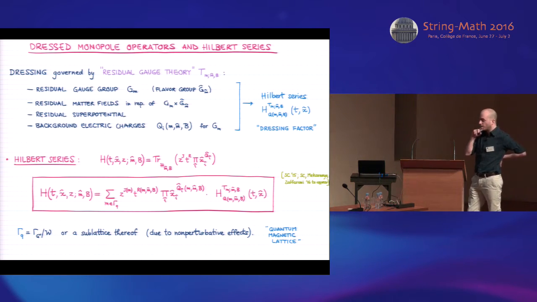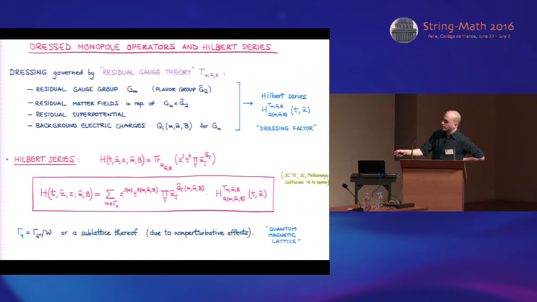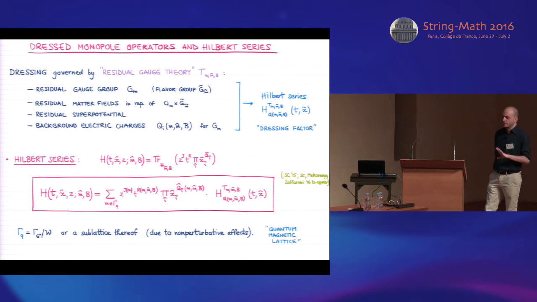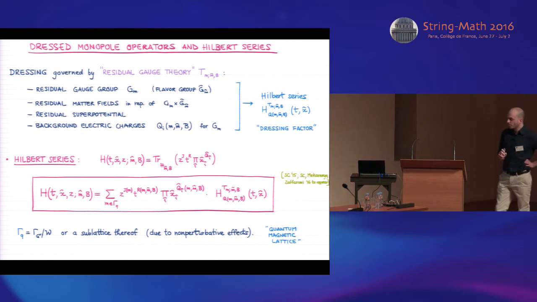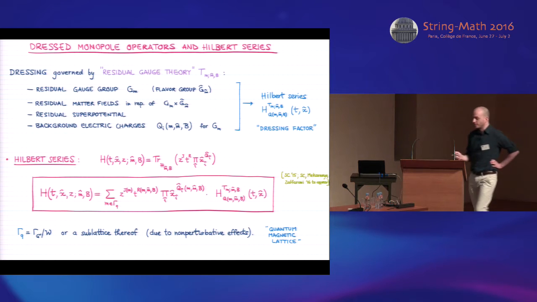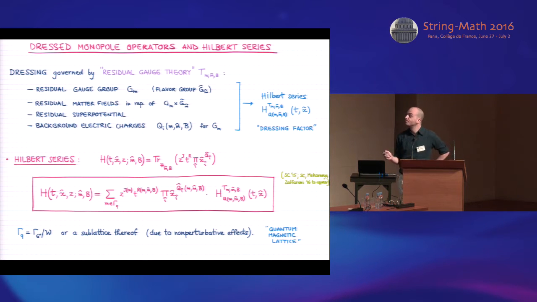So one comment here is that the magnetic charge lattice, say for N=4 theories, is really the weight lattice of the dual group modded out by the Weyl symmetry. But for lower supersymmetry, there can be non-perturbative effects, and as a result, this lattice that we have to sum over is a sublattice that can be computed by using physical considerations.